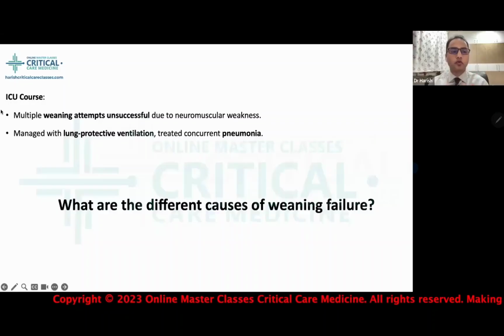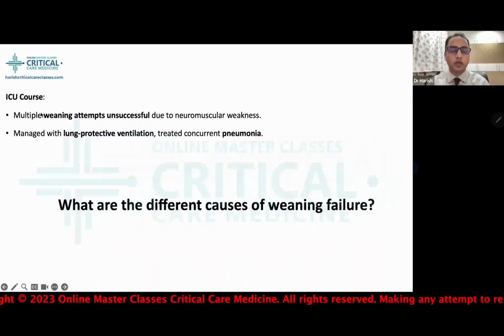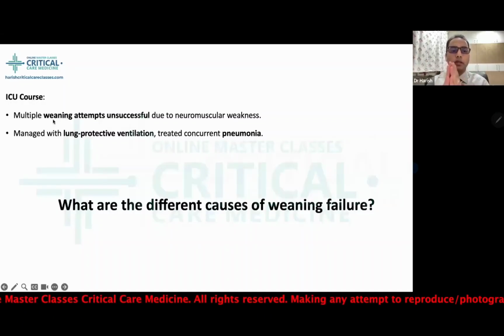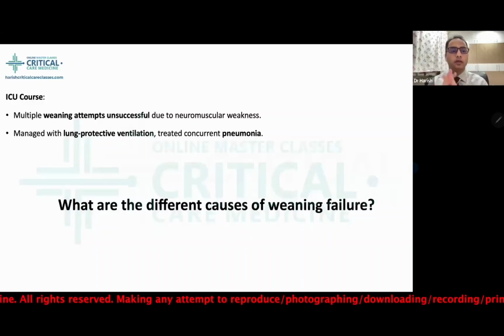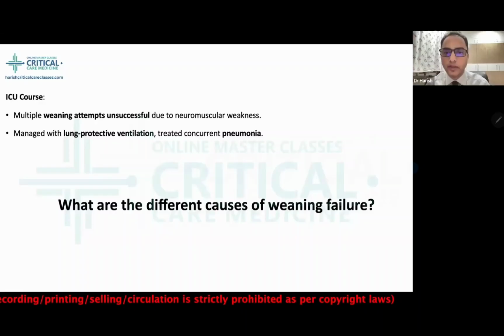So our patient's ICU course, if you see, after doing the tracheostomy, we attempted multiple weaning attempts which were unsuccessful due to neuromuscular weakness. We managed thoroughly with lung protective ventilation and treated the concurrent pneumonia. So he's having recurrent failed weaning. Okay. So what are the different causes of weaning failure in our patient? How are you going to evaluate?